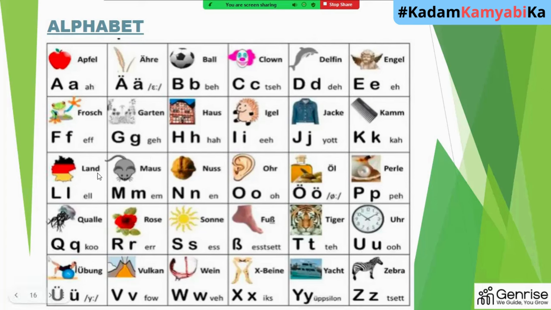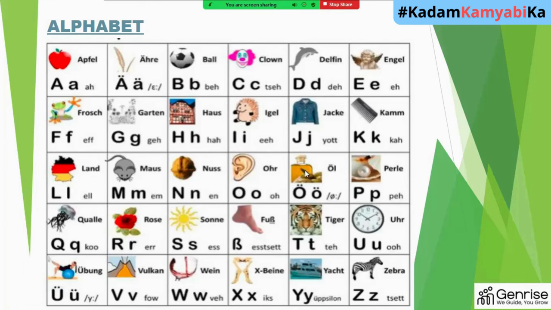L, land. This is not Deutschland, because A pronunciation is A in German. So it will be land. M, mouse. N, nuss. Nuss is nut. Singular we are talking about.